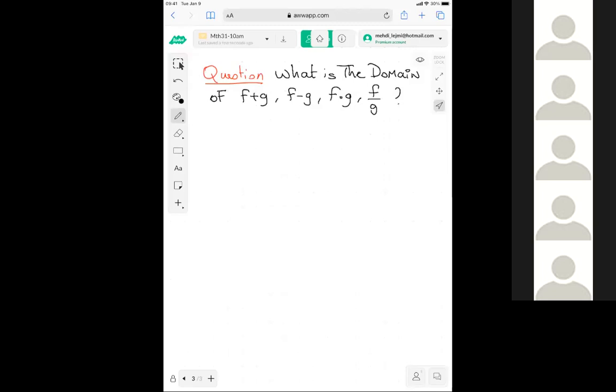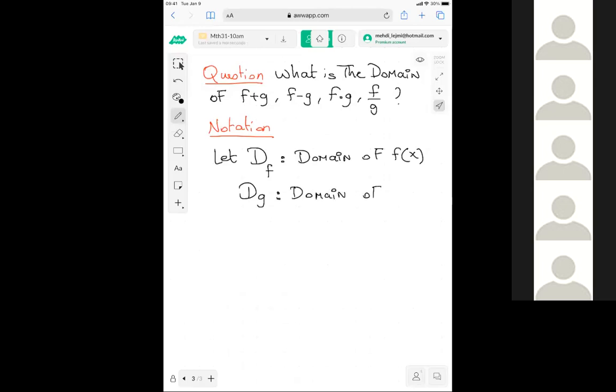Before answering this question, let me introduce some notation. I'm going to denote the domain of f by D, with subscript f, this is the domain of f of x, and D subscript g will be the domain of g of x. Remember, guys, what I mean by domain: domain is the set of inputs x that you can input in the function.